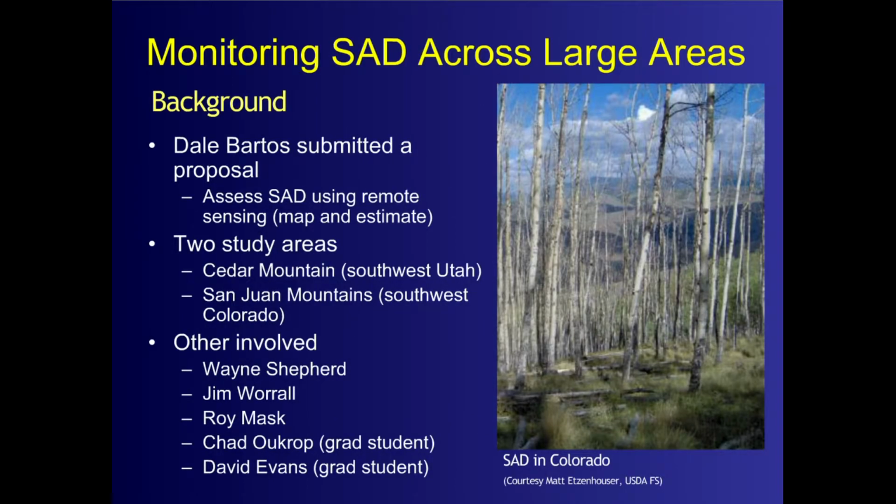So, to the meat of the presentation. This first project is involved with monitoring sudden aspen decline, so looking at change that has occurred, in this case over a 7-year period. This was the result of a proposal that Dale Bartos submitted to have the Remote Sensing Application Center develop a method for assessing the sudden aspen decline across large areas.